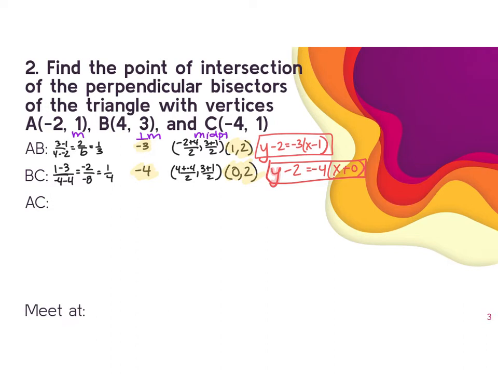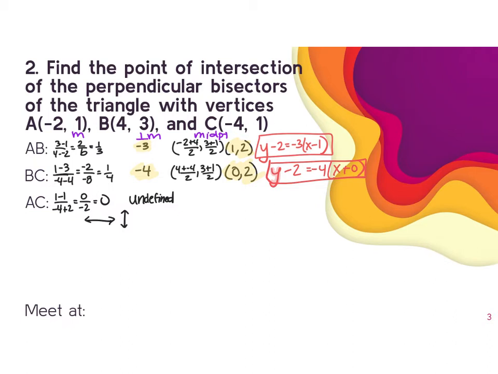Finally, we're going to look at AC. 1 minus 1 over negative 4 minus negative 2, which would be plus 2, equals 0 over 2, which equals 0. Remember the opposite reciprocal. Right now, 0 is a line that looks like this for a slope. We want to go the other way, which is vertical. So it'll be undefined.